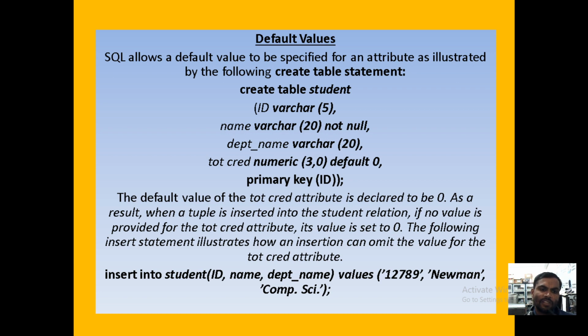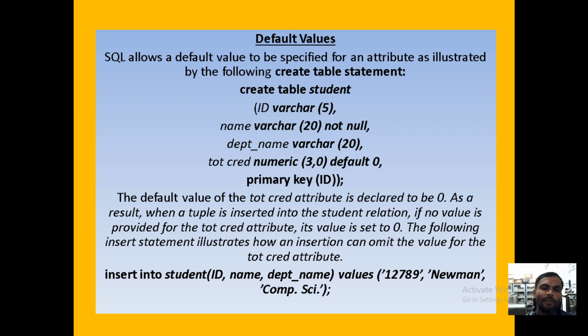When we use the default value constraint, for example, if the student has not written the exam, by default we should get absent. At that time we use a default constraint. We can use default constraints at column level or table level.